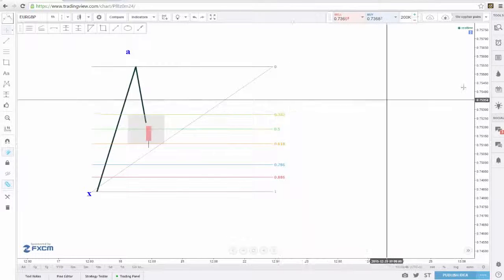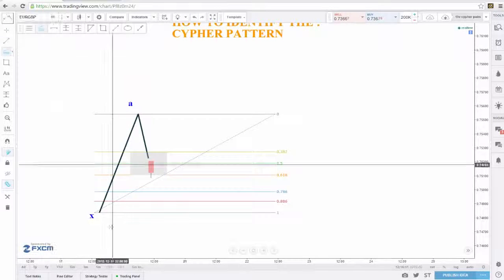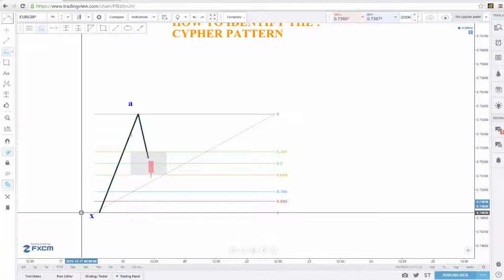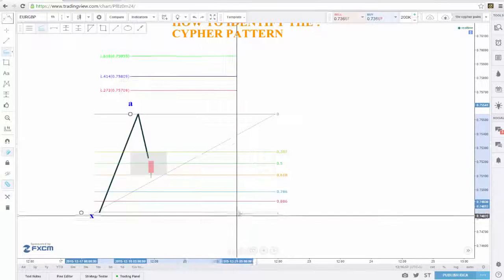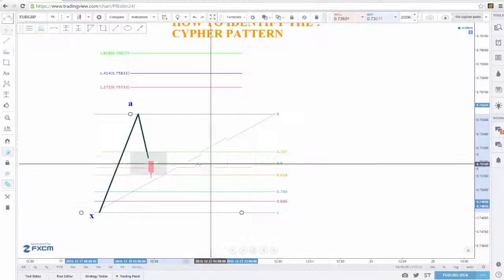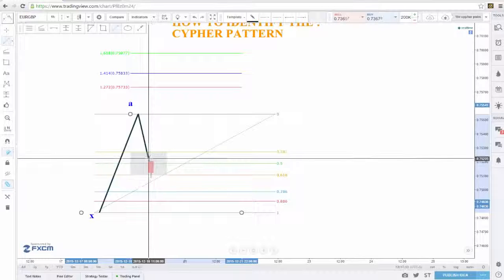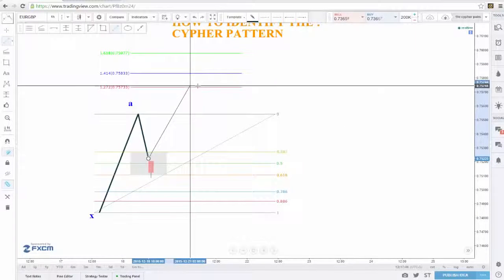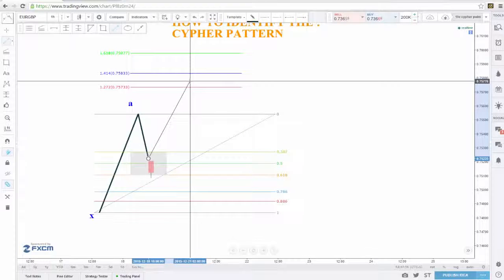I hope you understand that. Moving on, the next rule of the cipher pattern is a Fibonacci extension from X to A and back down to X, that comes up into a 127 but does not close above 1414.